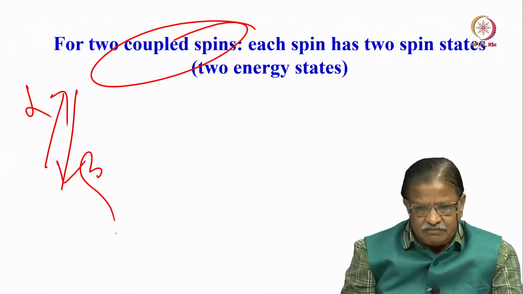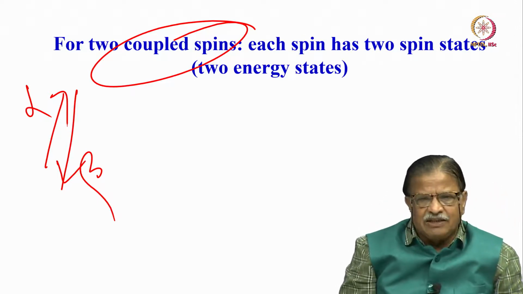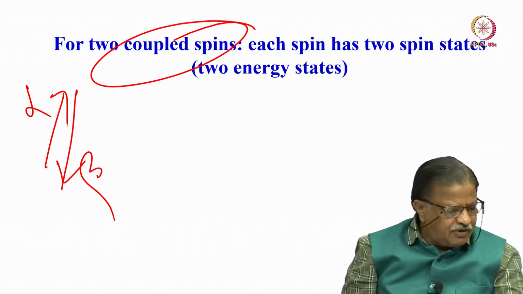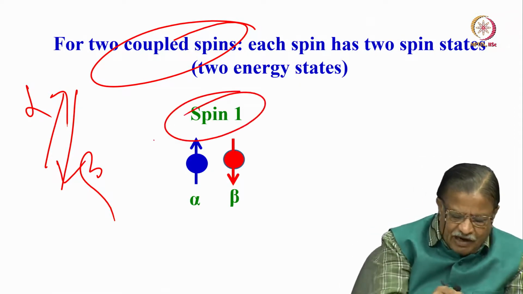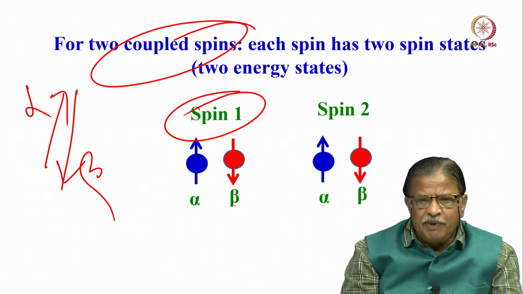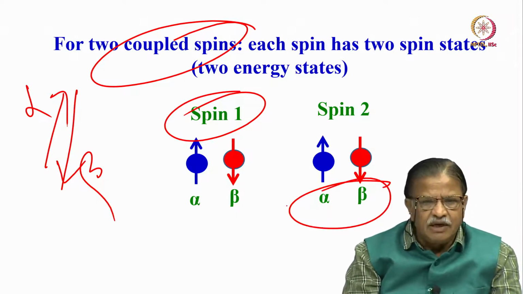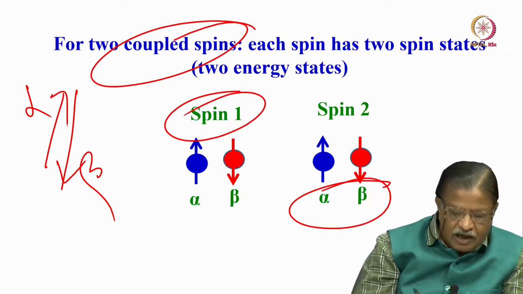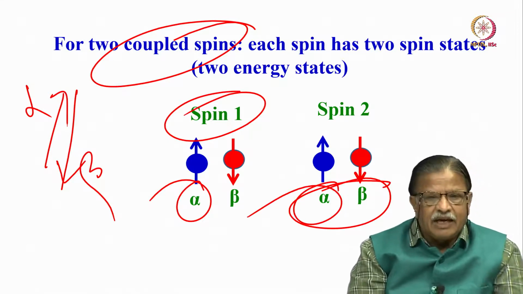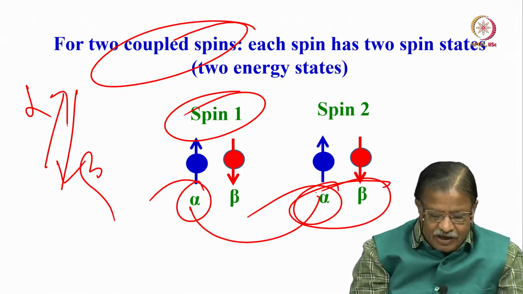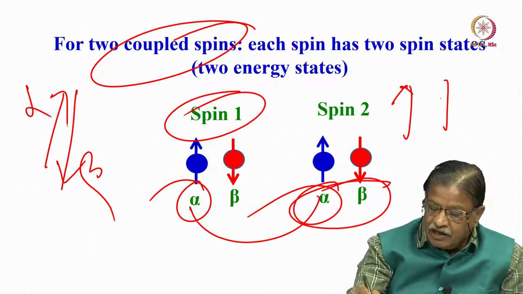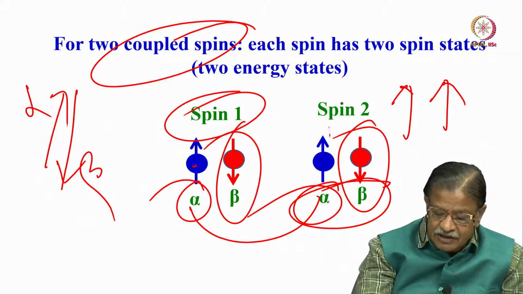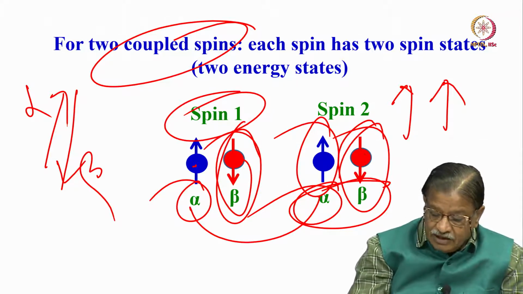Now, there are two spins, whether coupled or uncoupled, let us look at the situation. What are the various combinations of these interactions we can think of? Spin 1 can be in alpha position and beta position, spin 2 can be in alpha and beta position. Now, you have to take the combination. Alpha can interact with alpha, that can be alpha alpha orientation. When this spin is up, this can also be up. When this spin is up, this can be down. When this is down, this can be up. When this is down, this also can be down.